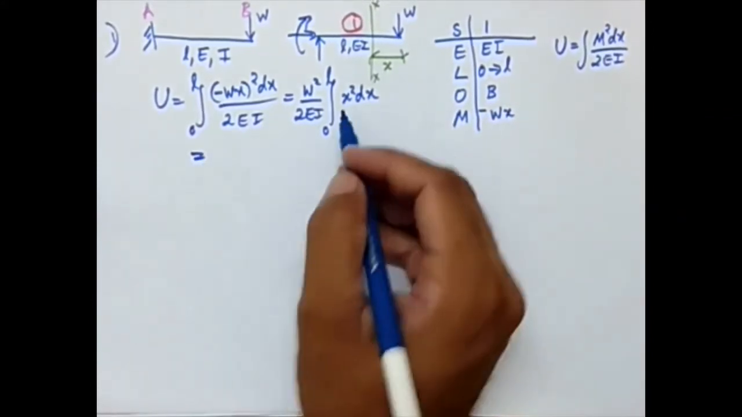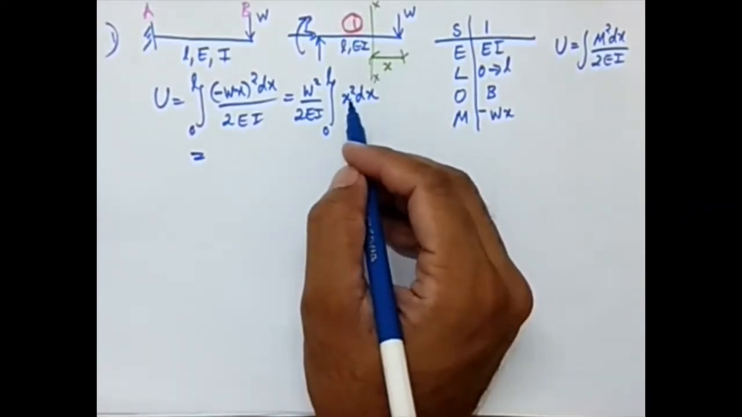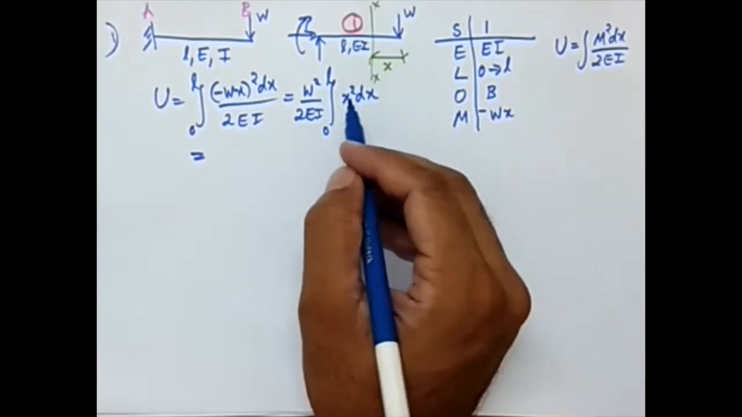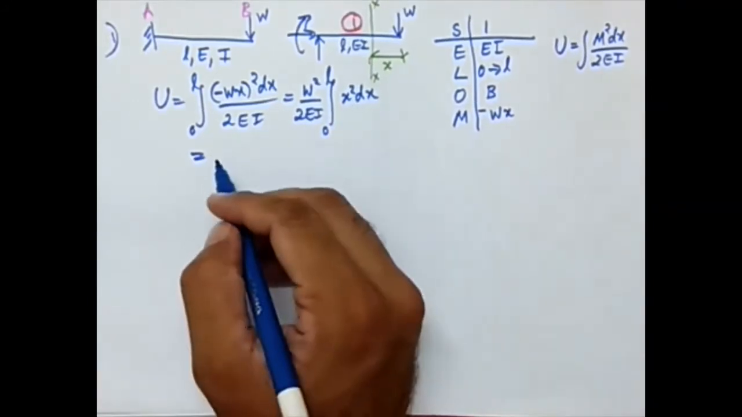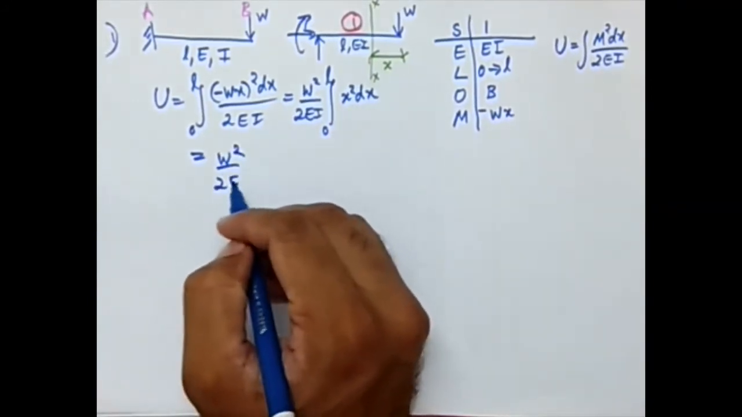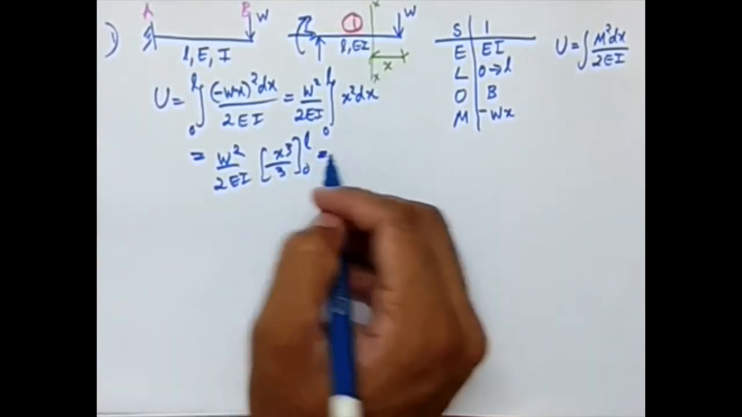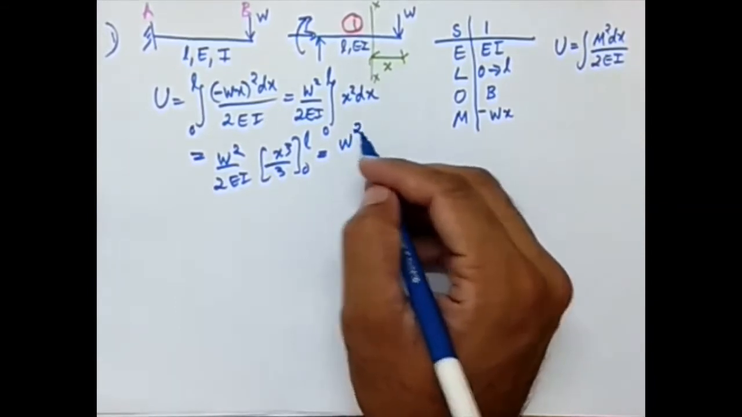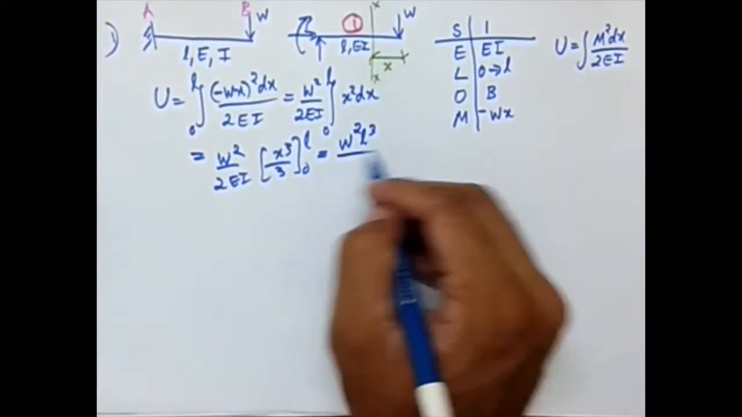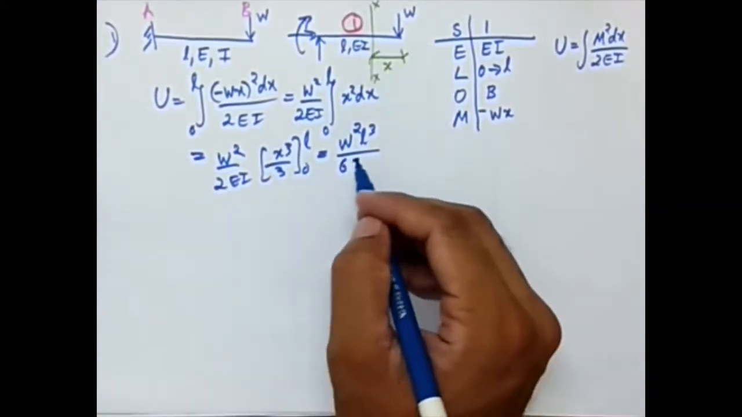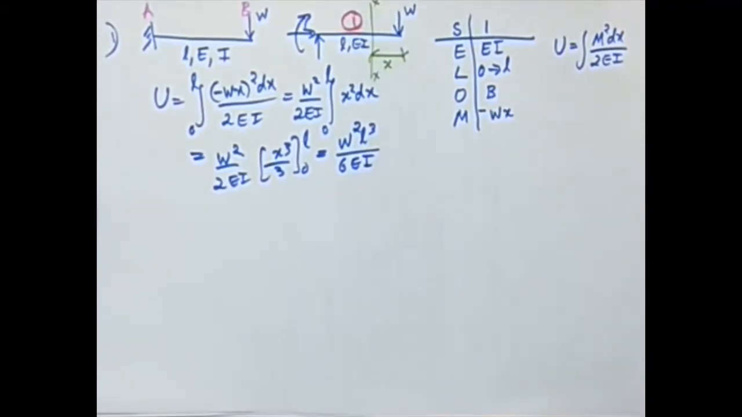The integral of x squared dx is x cubed by 3. So W squared by 2EI times x cubed by 3 from 0 to L gives the answer W squared L cubed by 6EI. That's the strain energy for a cantilever beam subjected to a point load at the free end. So that's the first case.